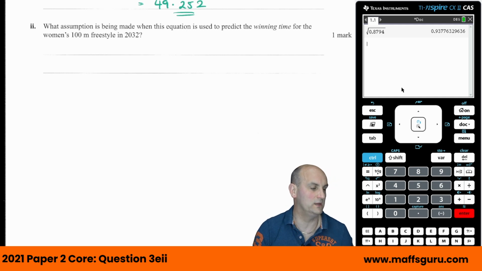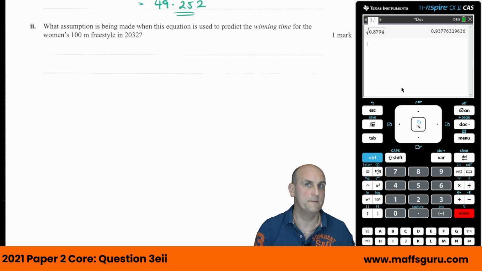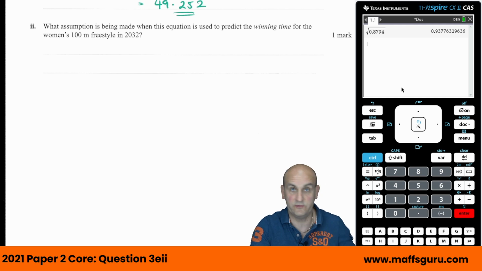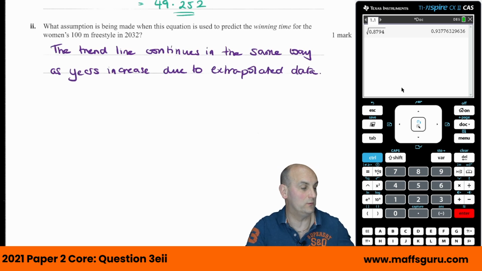What assumption is being made when the equation is used to predict the winning time? Guys, the weird thing is a lot of these questions felt very familiar, because I'd just previously recorded the 2021 Northern Hemisphere paper. It was exactly that question, pretty much, just with different numbers. The answer from VCAA for the 2021 Northern Hemisphere was about the trend line continuing, so I just modeled that response. The trend line continues in the same way as years increase, due to extrapolated data. Something along those lines. Just talk about the trend line continuing in the same way.